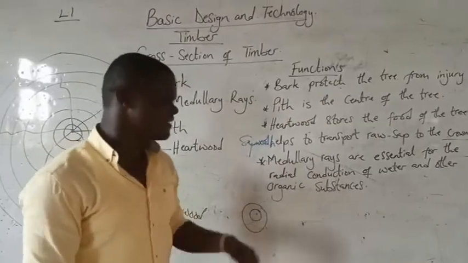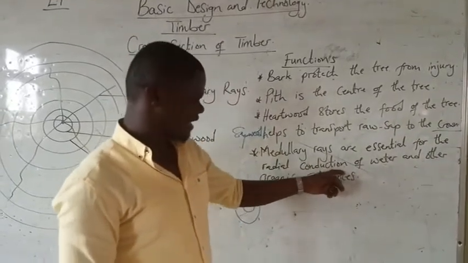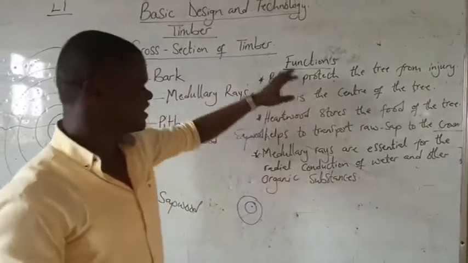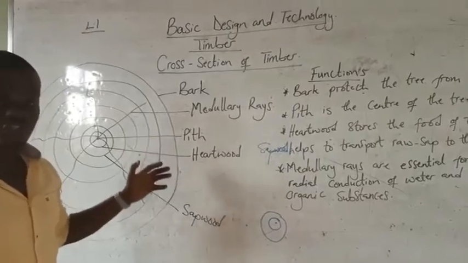Then the medullary rays are essential for the radial conduction of water and other organic substances. So these are the functions of the parts of the cross section of a tree.